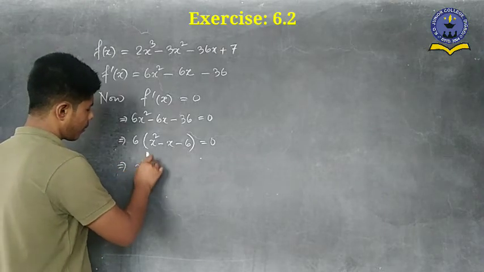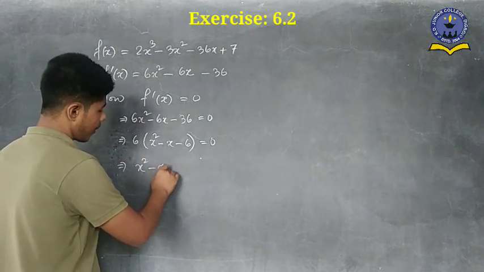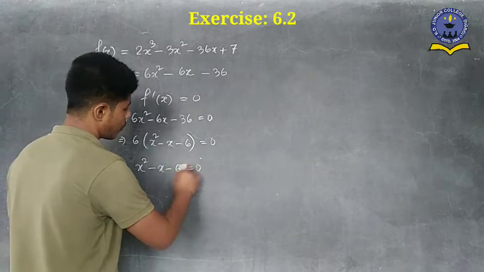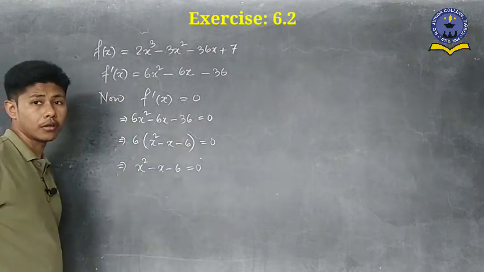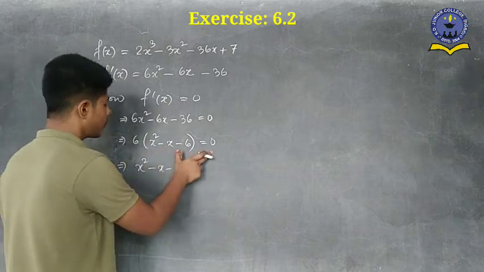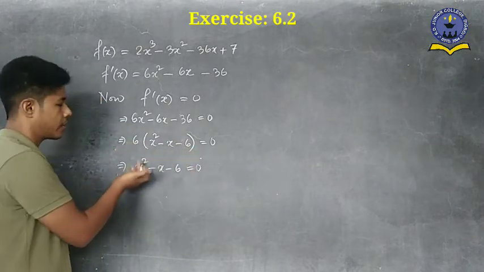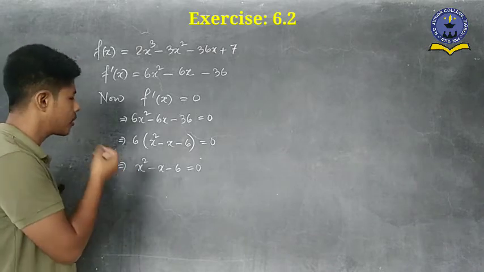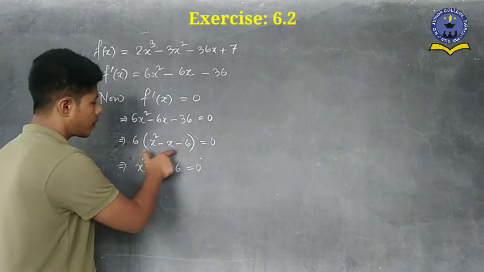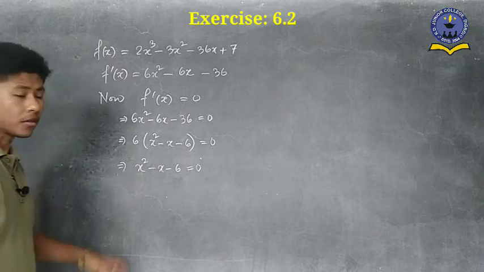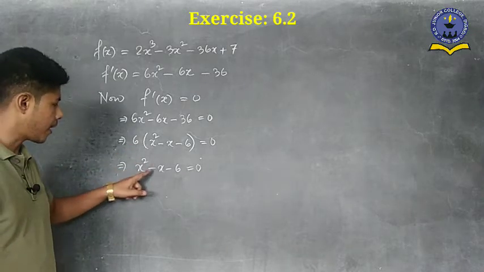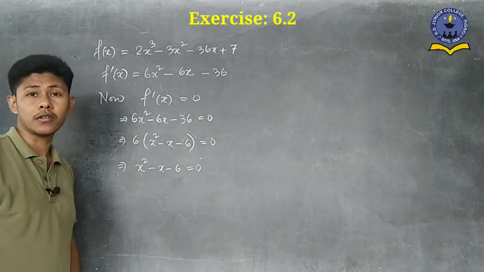From here we get the quadratic equation x² − x − 6 = 0, because 6 is not equal to 0. Because their multiplication is equal to 0, 6 is not equal to 0; 6 is a real number, a positive value. So the only possibility is x² − x − 6 = 0. So we can write here x² − x − 6 = 0.